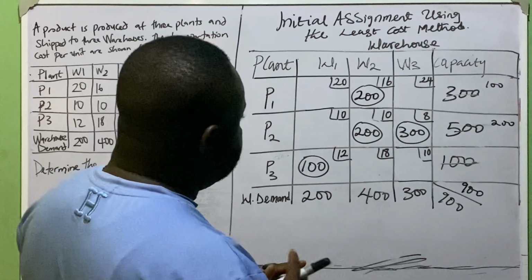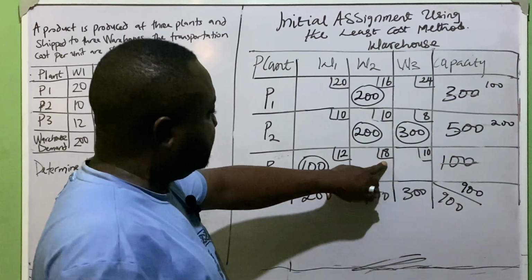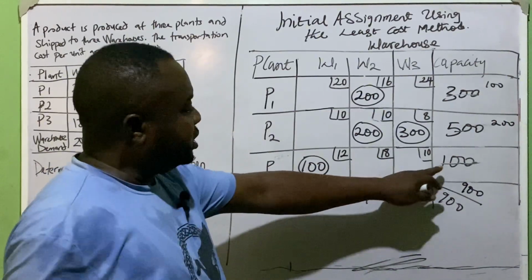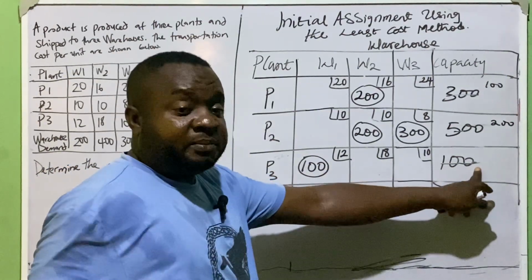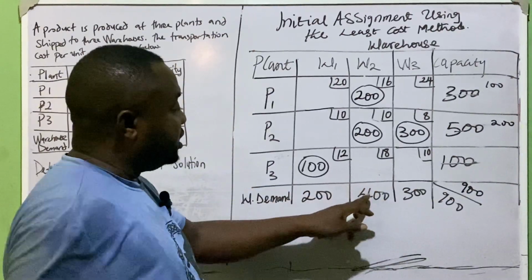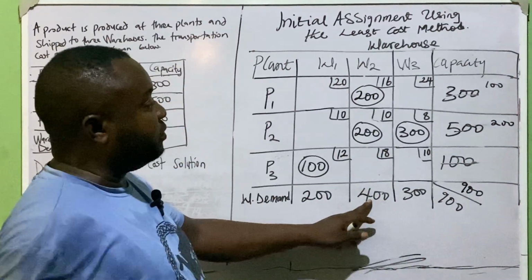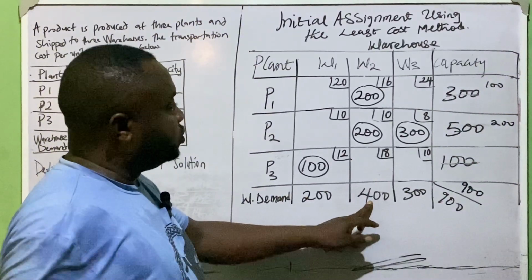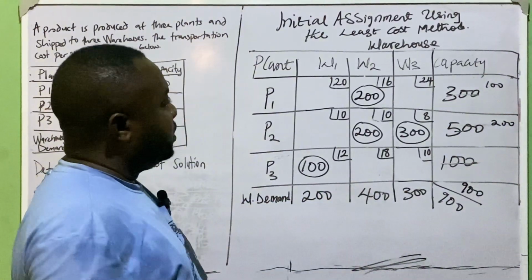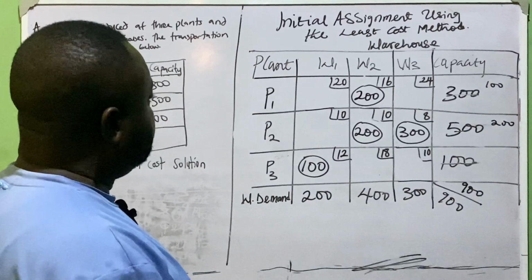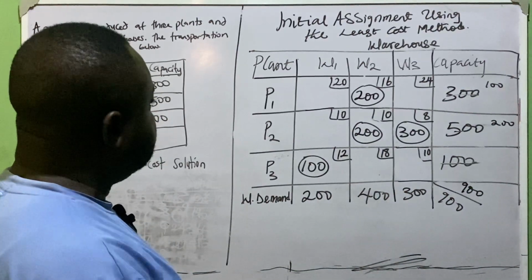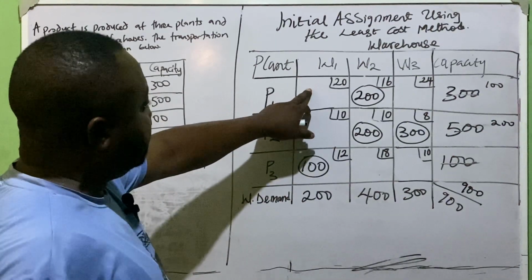17, 18. Yes, there is 18 here. 18 here. But we can't bring anything here. One is that we have exhausted this capacity. And secondly, is that we have met this condition. We have satisfied demand, warehouse demand 2. So there's nothing we can bring in here. Any other 18? No. 19? No. 20? Yes. There is 20 here.